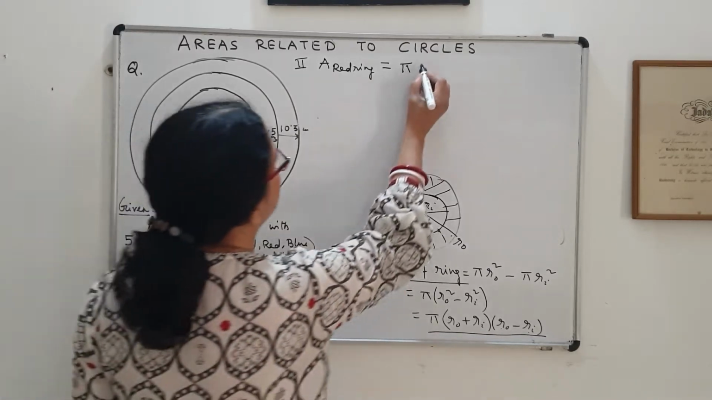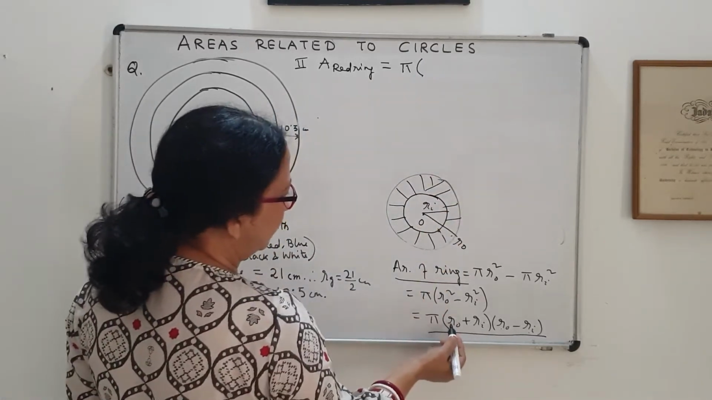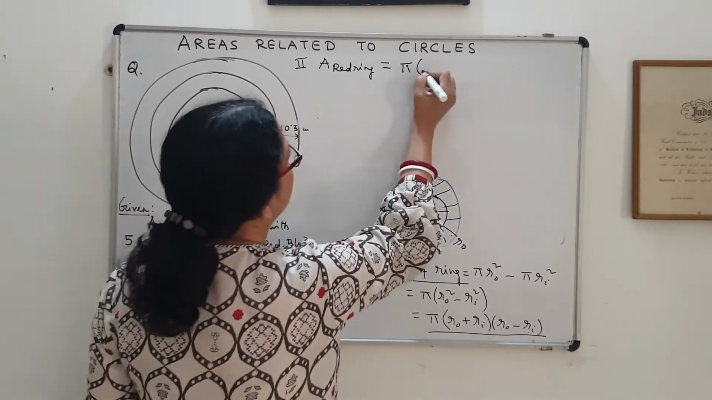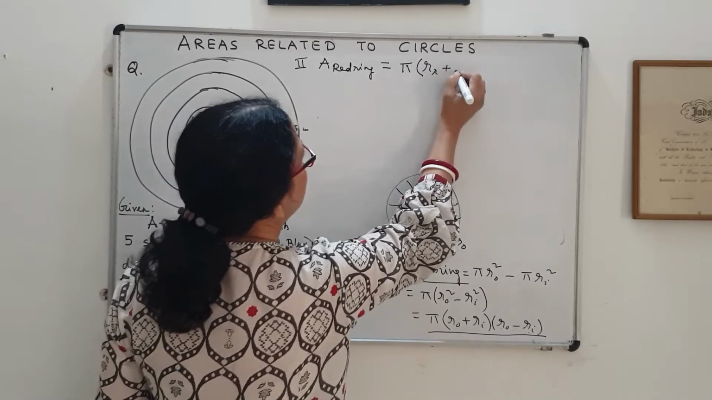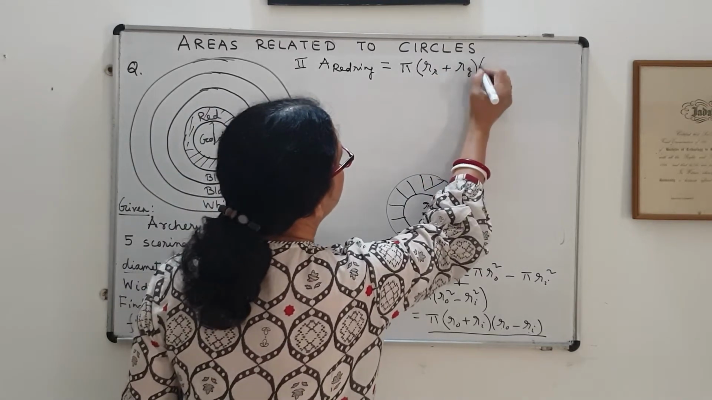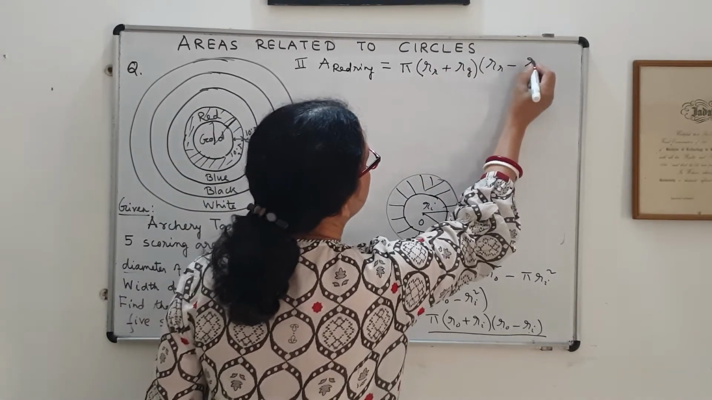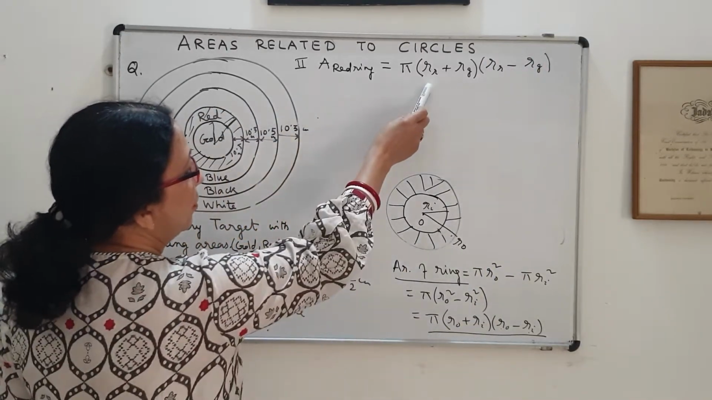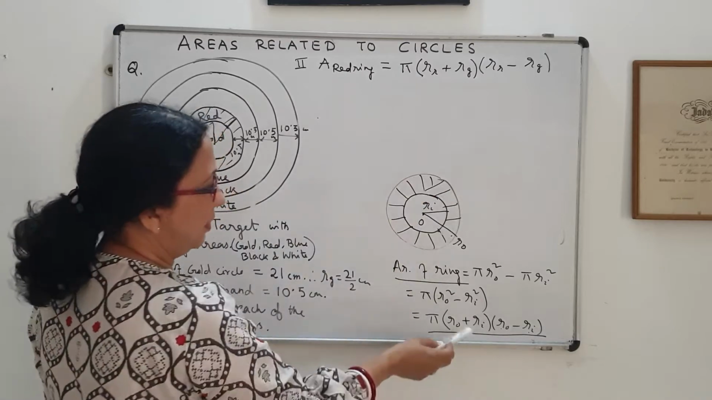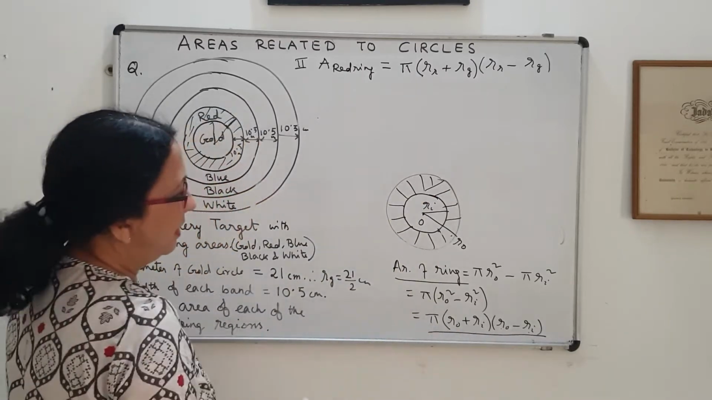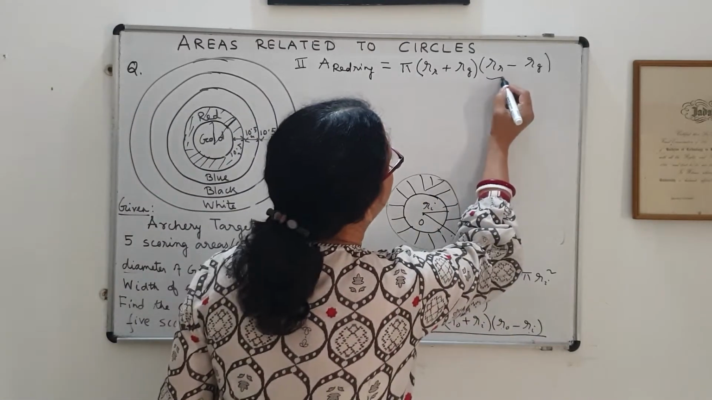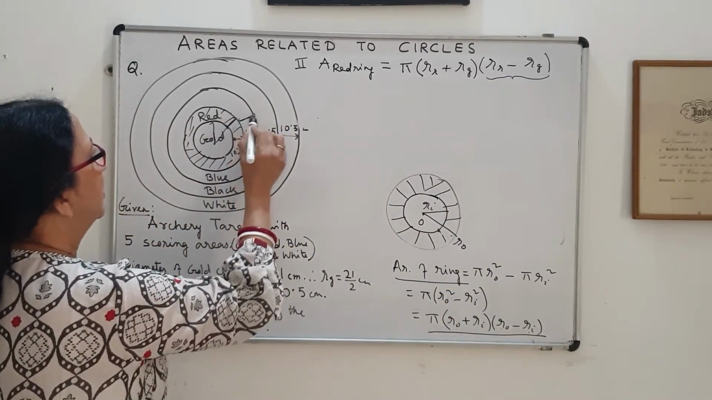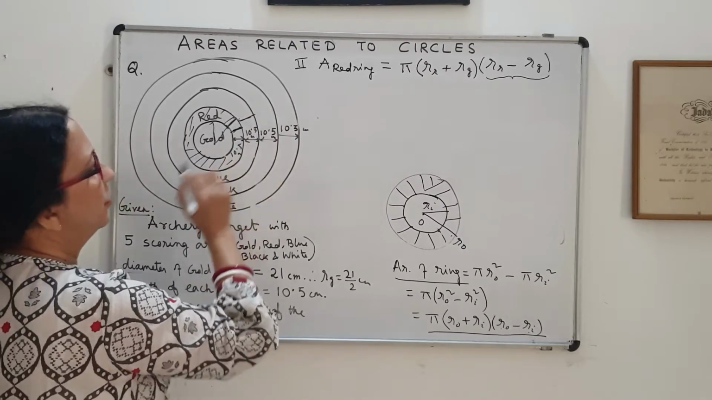Let me write it down. I can directly write it this way: radius of red plus radius of gold, into radius of red minus radius of gold, because the radius of red is Ro, the outer one, and the radius of gold is the inner one. Now this Rr minus Rg is nothing but this width, which is 10.5.